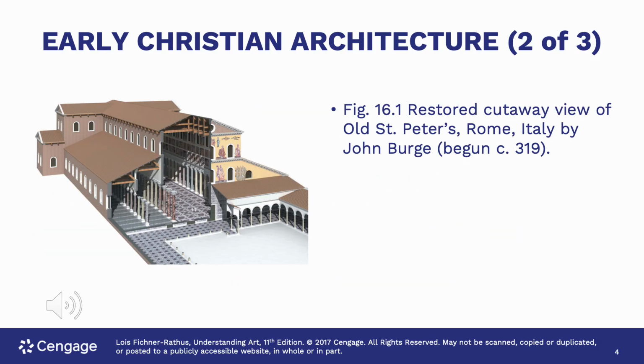Let's look at figure 16.1. Old St. Peter's Basilica was one of the most important early Christian churches. It was built over what believers considered the tomb of St. Peter, one of Christ's apostles. The basilica plan includes a nave, which is a central hall, side aisles, and an apse at the end of the church.